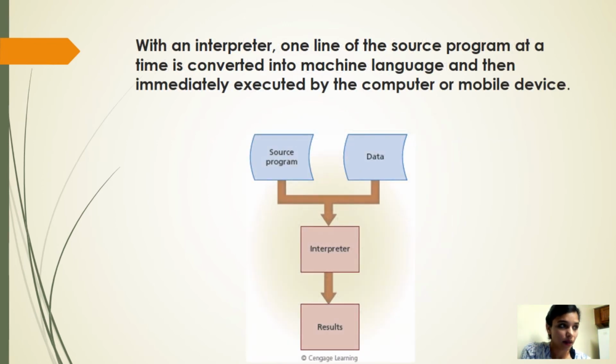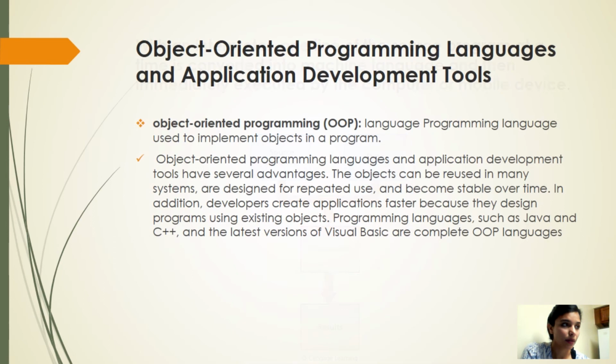And this is how an interpreter works: it takes one line of the source program at a time, converts it into machine language, and then immediately executes it on the computer or mobile device. In object-oriented programming languages and application development tools, we have object-oriented programming, which is OOP. It's a programming language used to implement objects in a program.